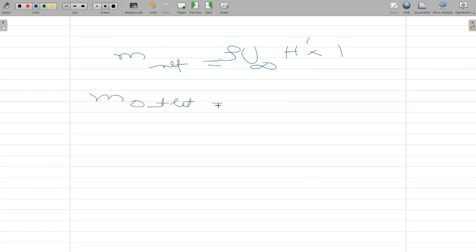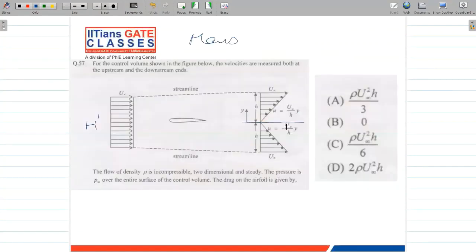At the inlet, the mass flow is nothing but the velocity u infinity, which is constant throughout, times the density rho of the free stream, and then the area. Area would be nothing but h prime times unity. And what is the mass flow at the outlet? It's not that straightforward, because the velocity is not constant throughout. So you would definitely need to integrate.